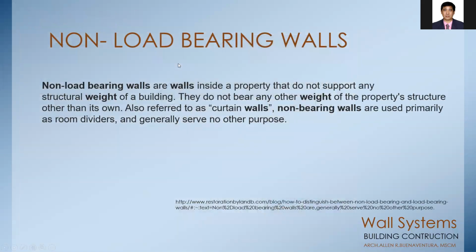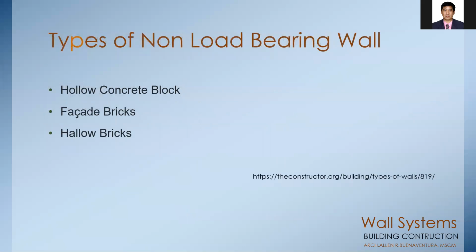Another type of wall is the non-load bearing walls. Non-load bearing walls are walls inside the property that do not support any structural weight of the building. They do not bear any other weight of the property structure other than its own, also referred to as curtain walls. Non-bearing walls are used primarily as room dividers and generally serve no other purpose. These are some types of non-load bearing walls.